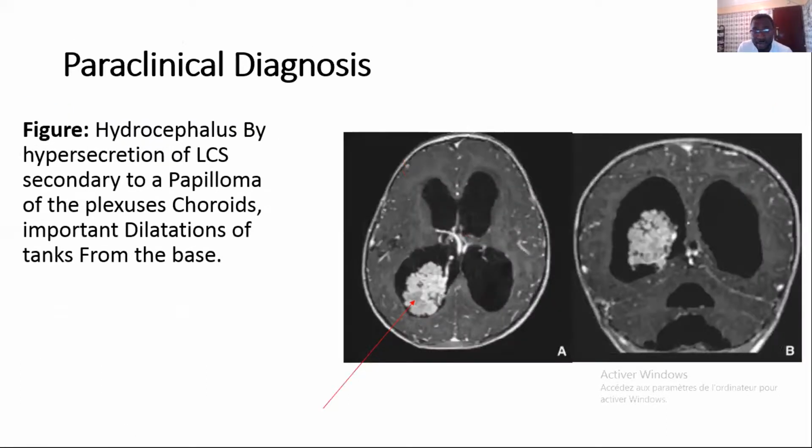Another case about hydrocephalus by hypersecretion of CSF secondary to a papilloma of the choroid plexus with important dilatation of the tanks from the base.